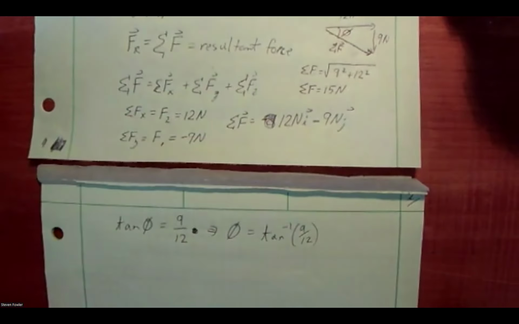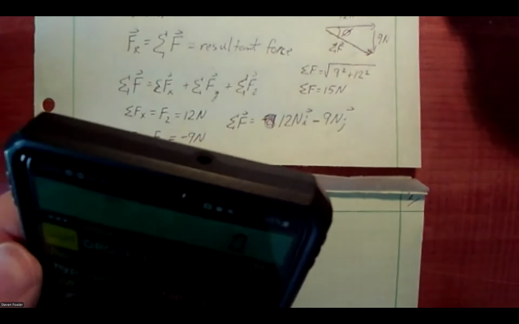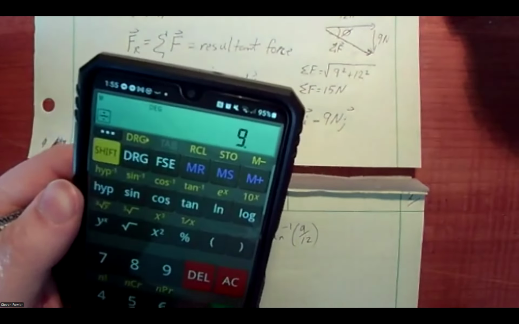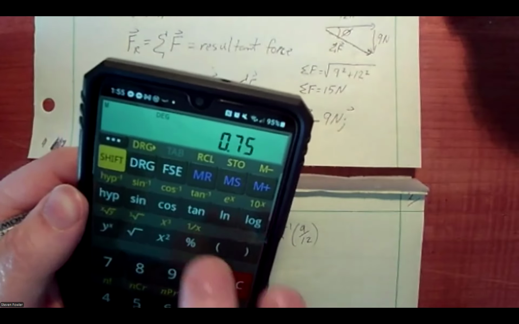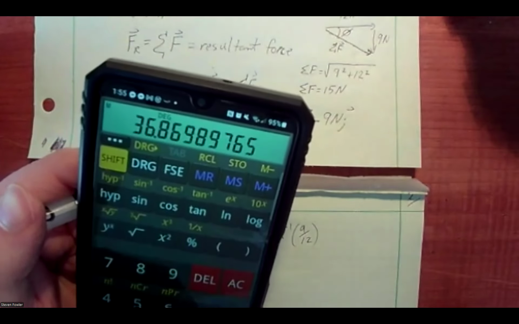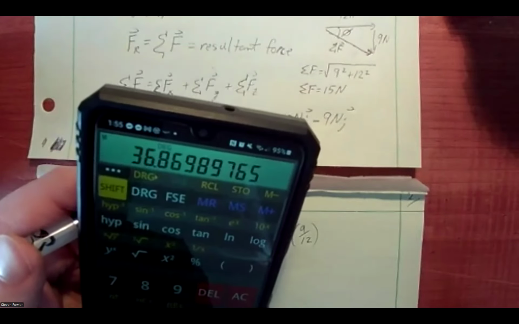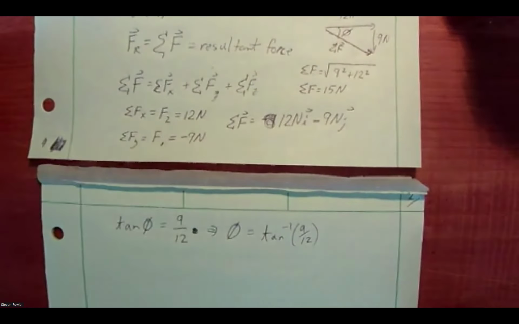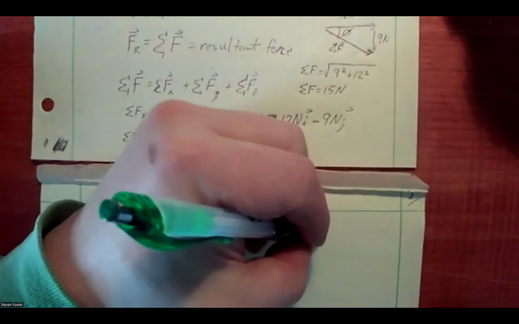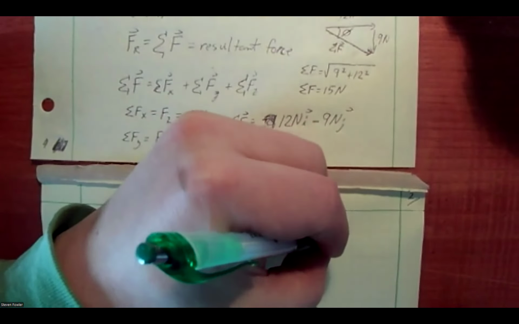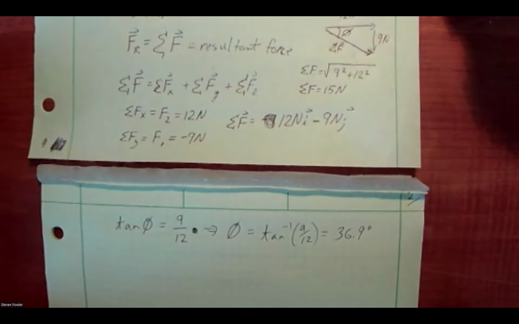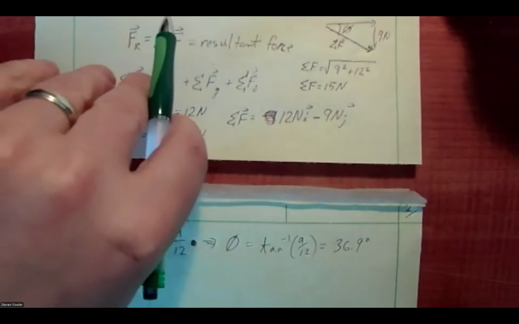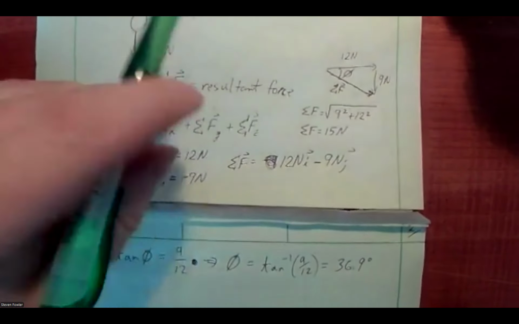All right, so if your calculator's in degrees, 9 divided by 12, inverse tangent, I'm getting 36.9 degrees roughly, 37. So phi is 36.9 degrees.